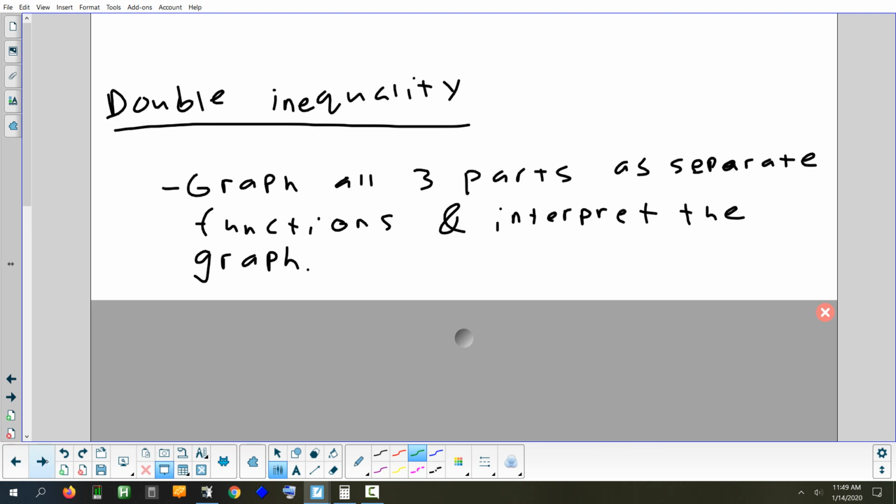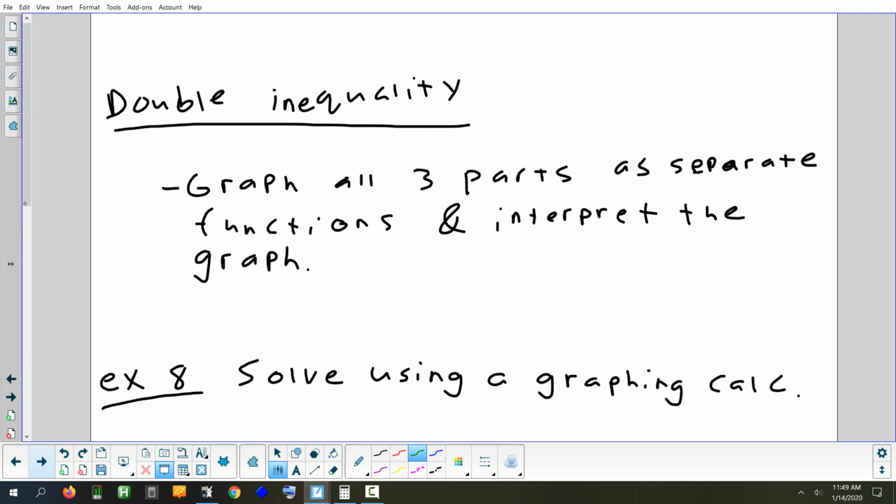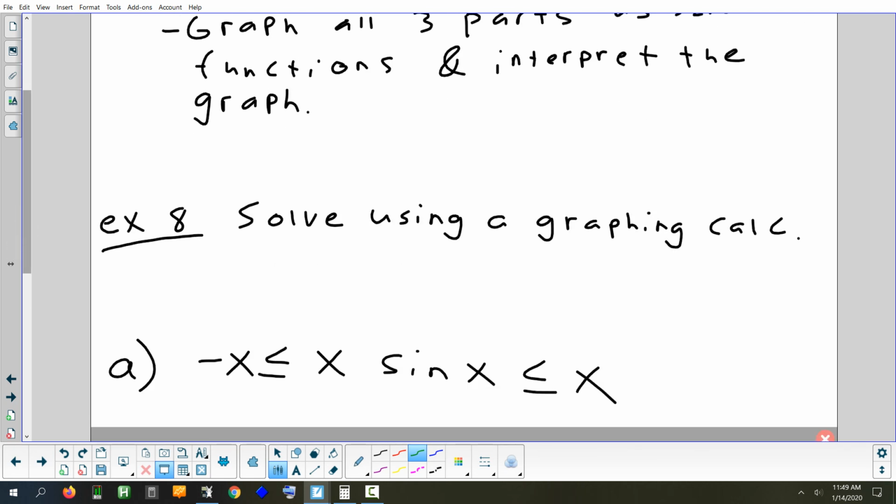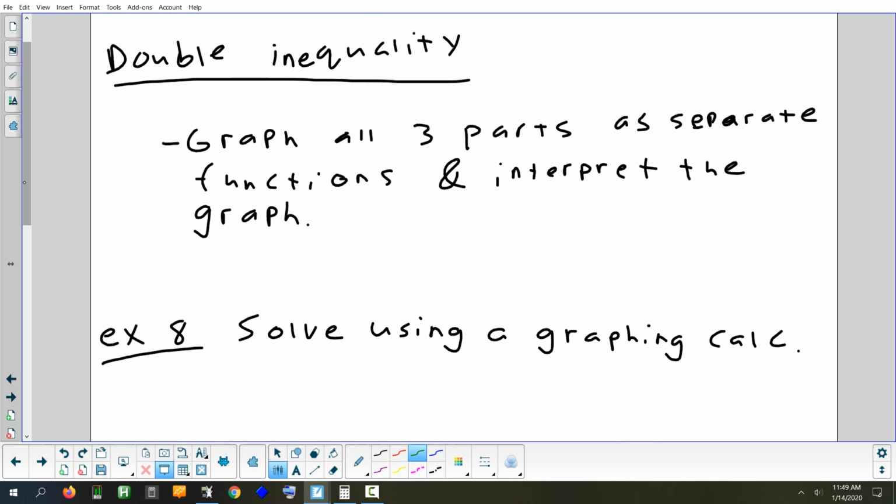Let's do this one. The last one we'll do is what's called a double inequality. A double inequality is when you have to graph 3 things like that. Basically all you're going to do is graph all 3 things on 3 separate lines, like y1, y2, y3, and then interpret the result.